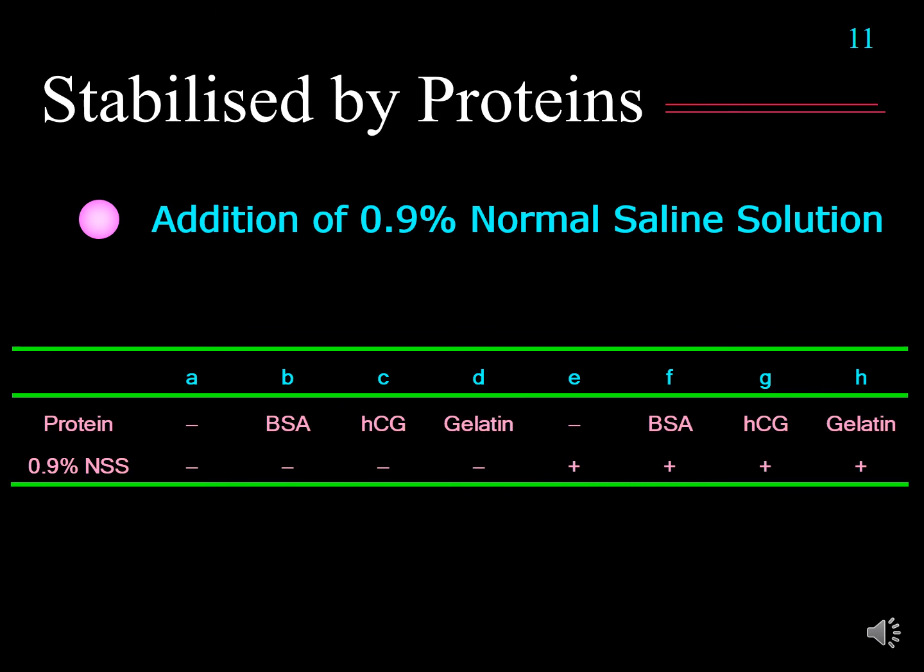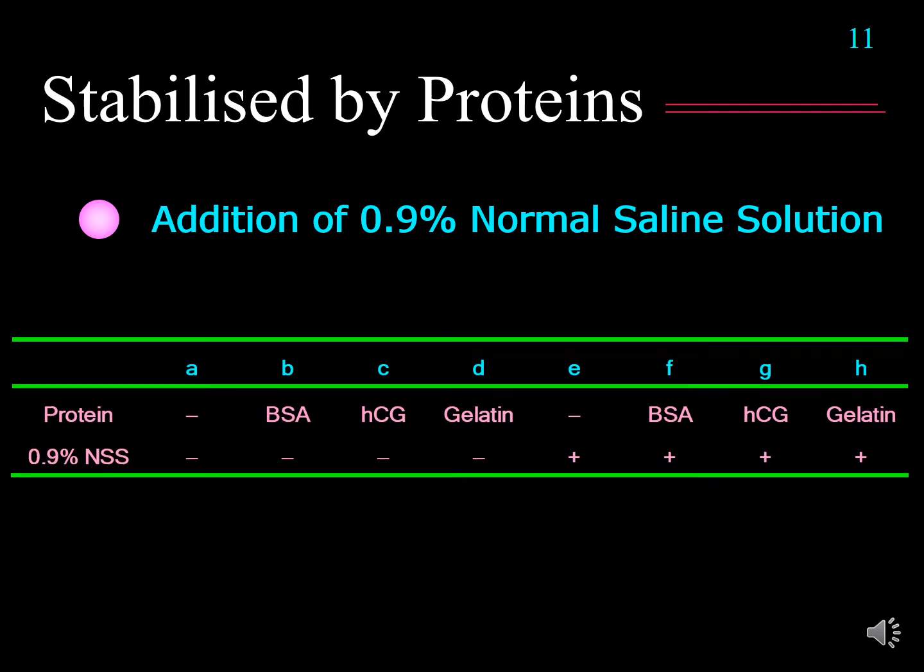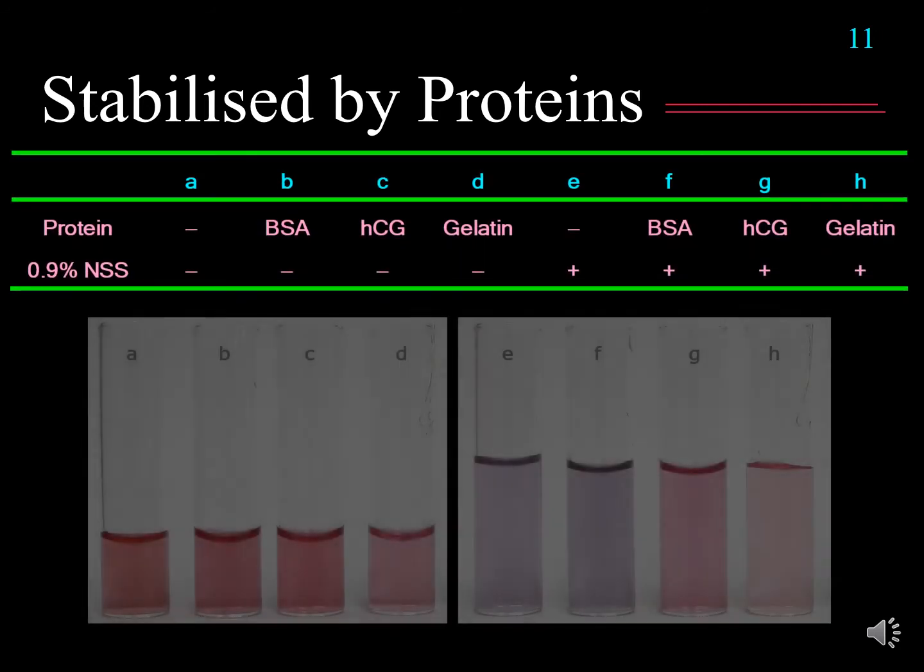So it is not only the HCG hormone that can stabilize the gold nanoparticles from aggregation. Many proteins have been tested to see whether they can prevent the aggregation of the gold nanoparticles or not. In this study, they used BSA, bovine serum albumin, HCG, and gelatin, with the proteins and NSS solution.